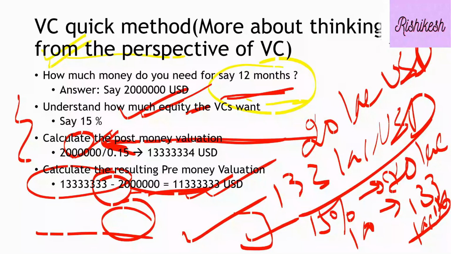So this method started with your investment need for a given period of time, and on the basis of your study of the portfolio of the VCs or the investor, how much equity they want for investing this particular amount, that is, 20 lakh dollars, in a startup, right? Once you have these two figures, you can find out your post-money valuation. You subtract the investment amount, that is, 20 lakh dollars in this case, to get the pre-money valuation. So this becomes so simple.